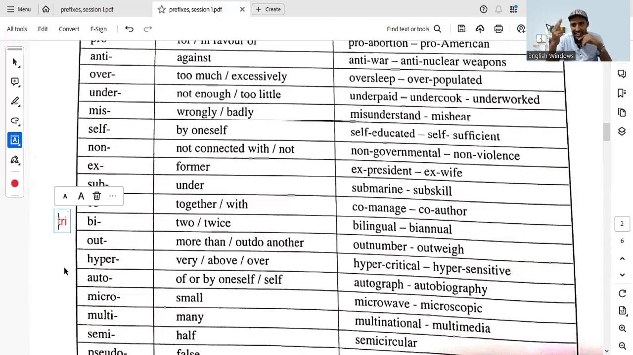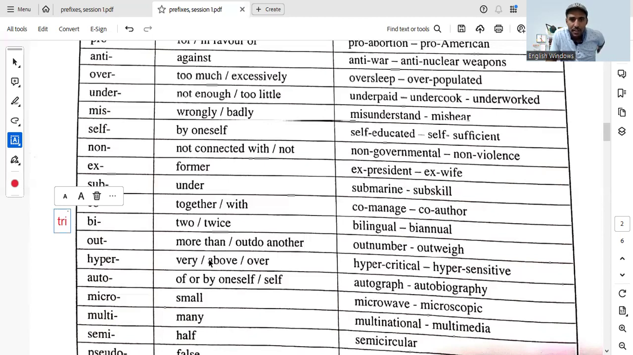Like the tricycle, there is a cycle. We got a bicycle when there are only two cycles, two wheels. If there are three wheels, we say tricycle. Okay, that's it. Bilingual, biannual. Biannual, it means twice, two every 2 years, great, and so on.